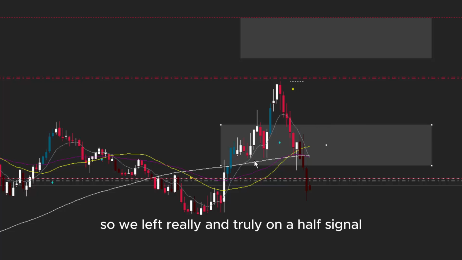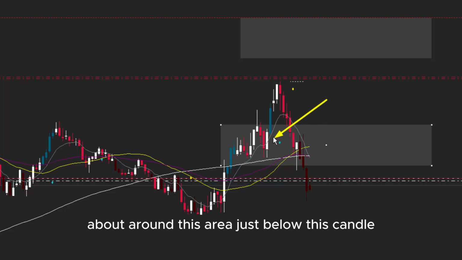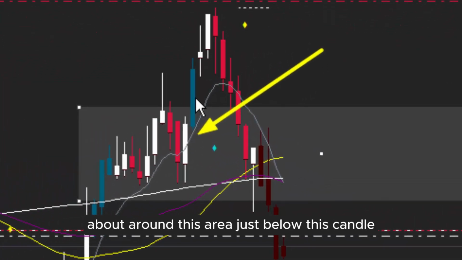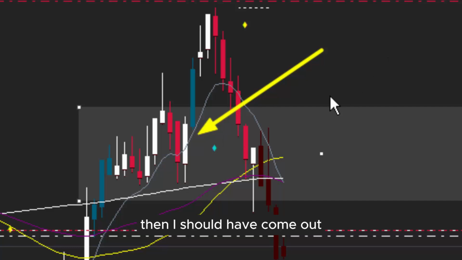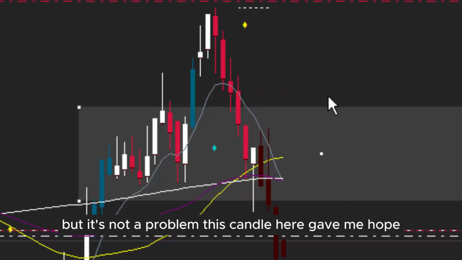So we left. Really and truly, on a half signal, I shouldn't have stayed in as long as I did. I should have come out earlier on, about around this area, just below this candle. If it goes below the candle, then I should have come out. But it's not a problem.